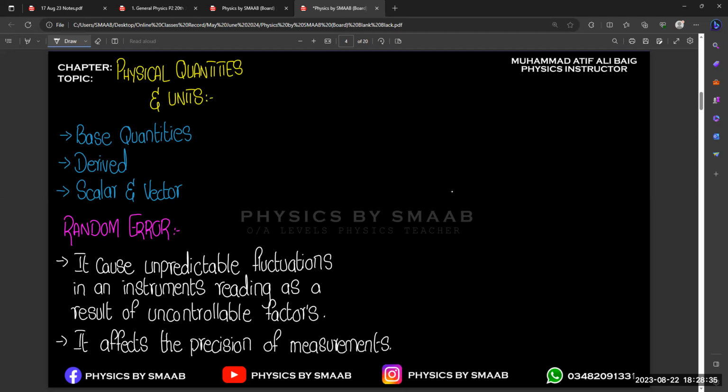And the next type is the systematic error. By the name you can easily identify that it is due to some system fault or some failure in the system during the measurement.